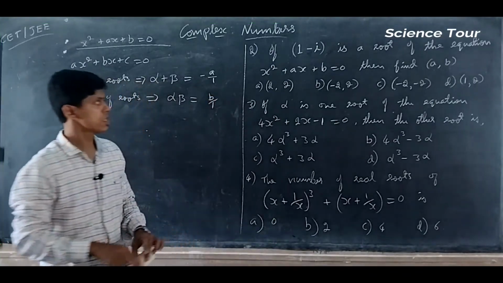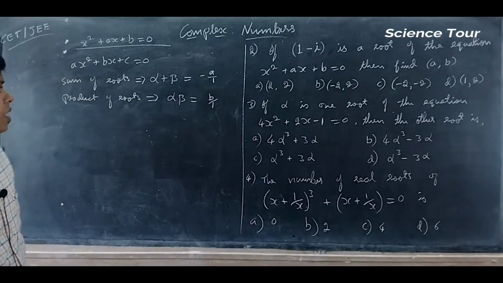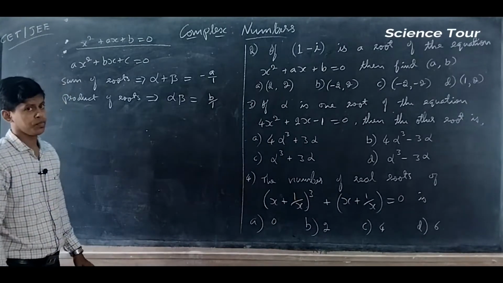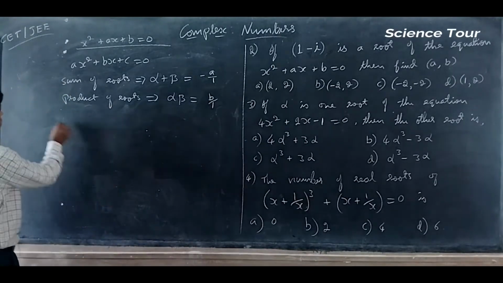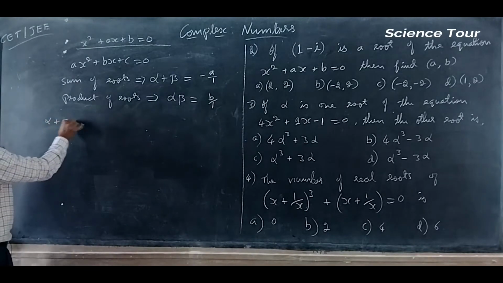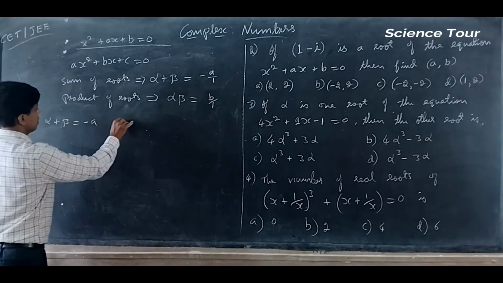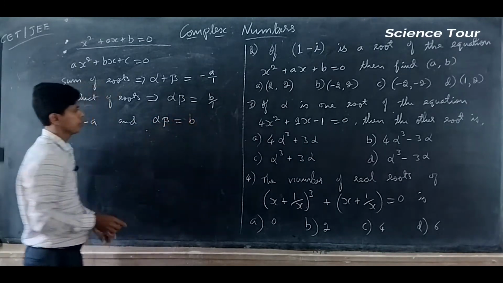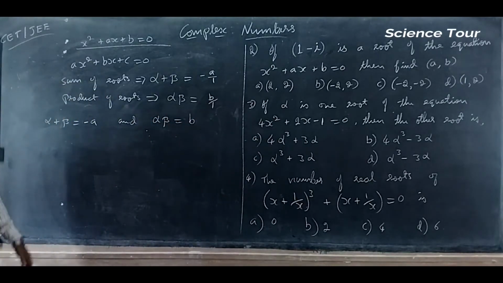I hope you understood this, right? Now what you need to find? The values of a and b. Okay, so alpha plus beta is minus a and alpha beta is b. So these are the two things I have now.